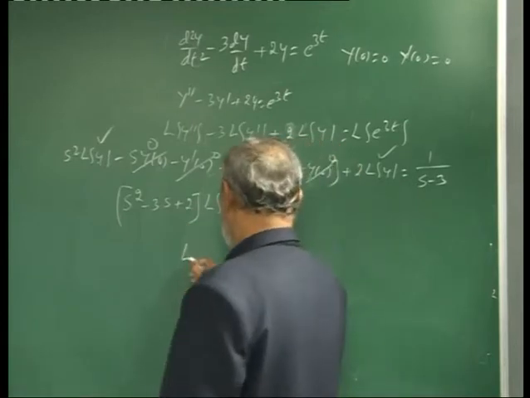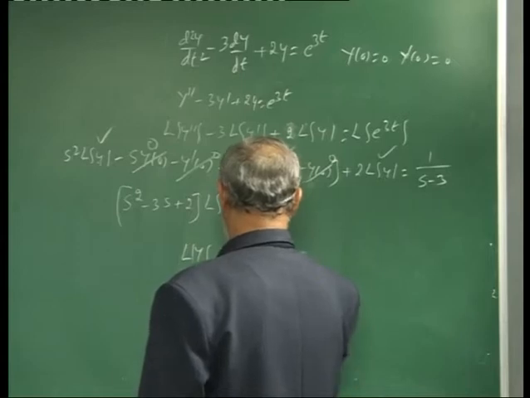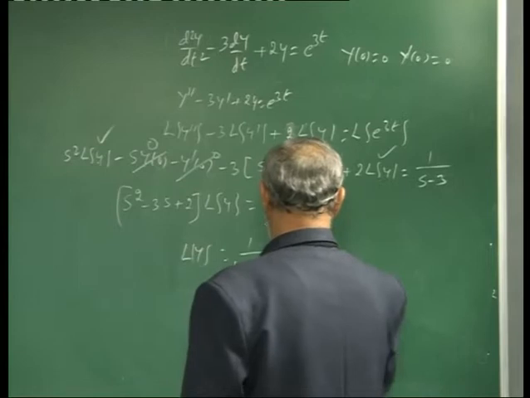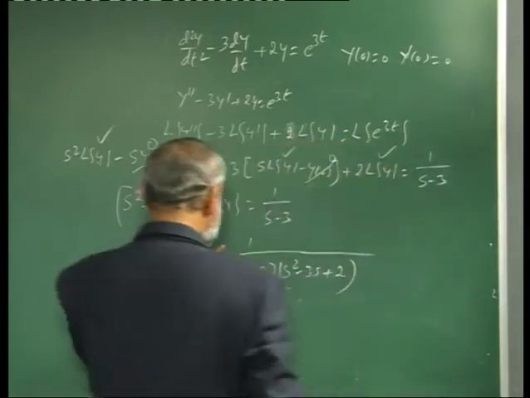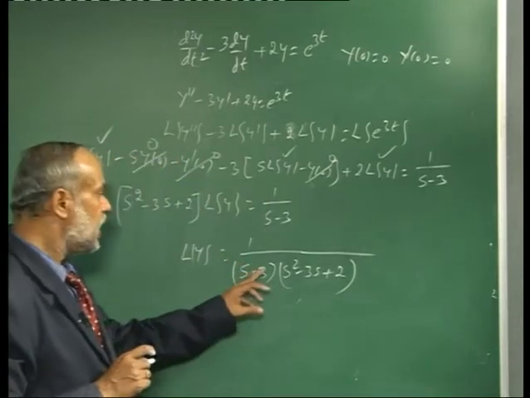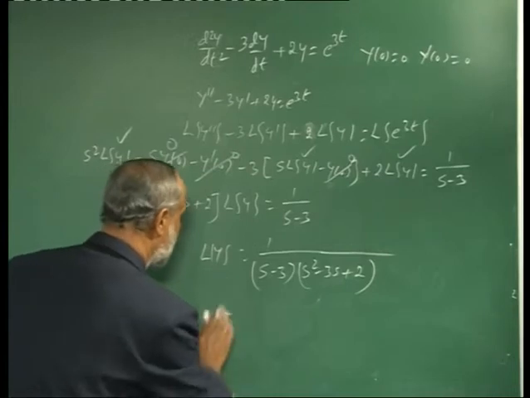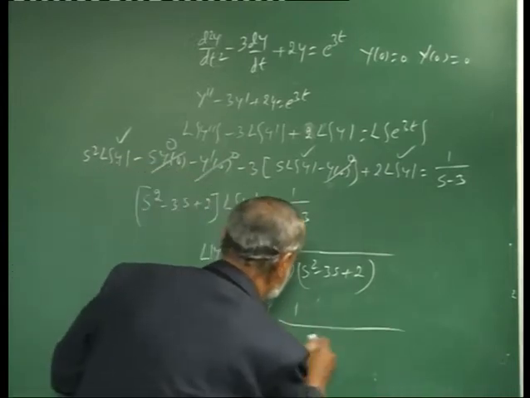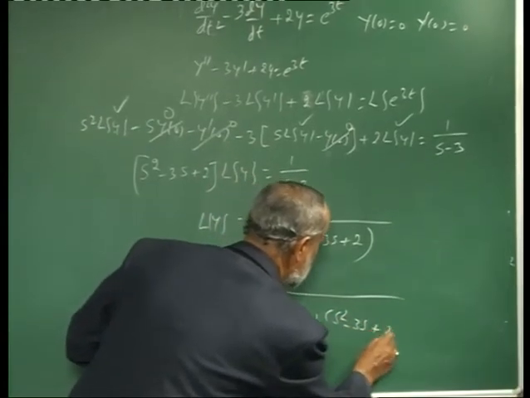After getting this equation, s squared minus 3s plus 2 you can transfer to the RHS. Then L of y is equal to 1 divided by s minus 3 into s squared minus 3s plus 2. This is L of y. So y is equal to L inverse of 1 divided by s minus 3 into s squared minus 3s plus 2.